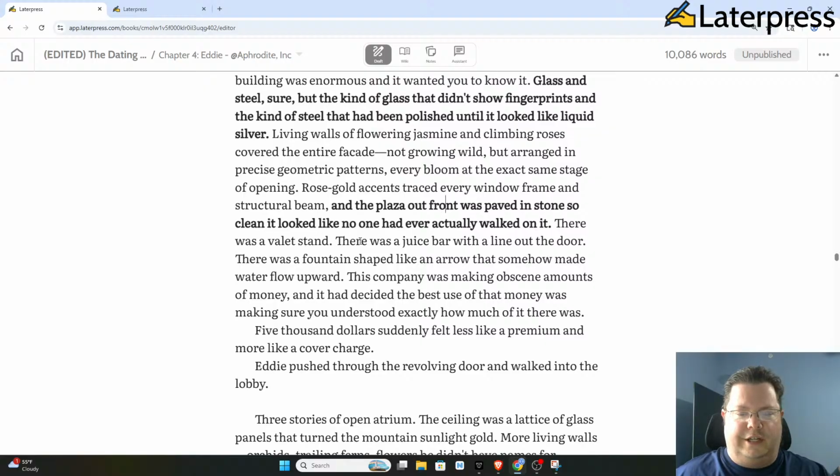There was a valet stand. There was a juice bar with a line out the door.